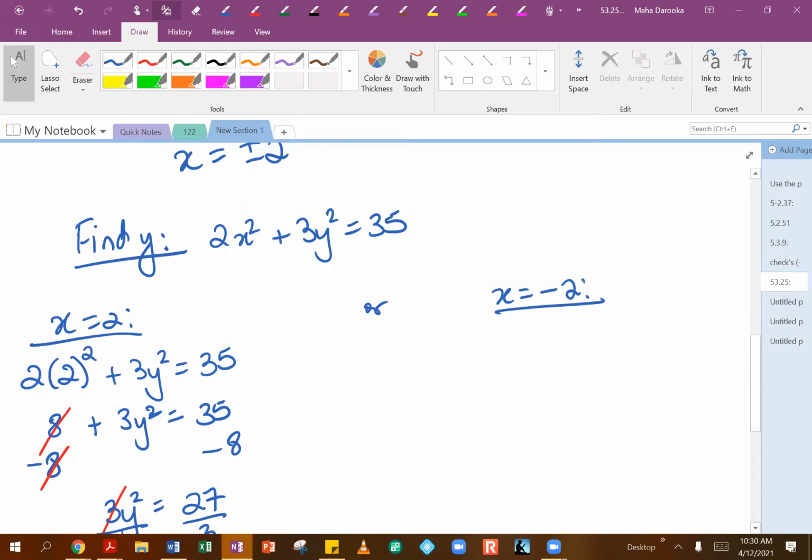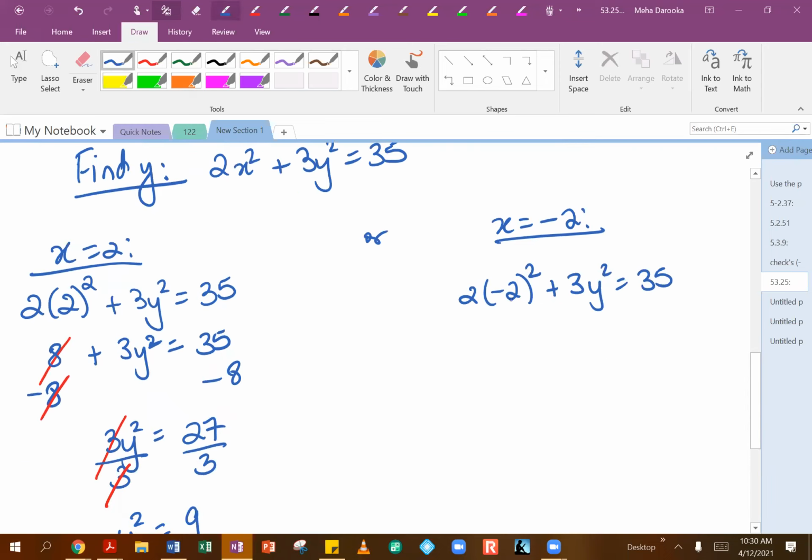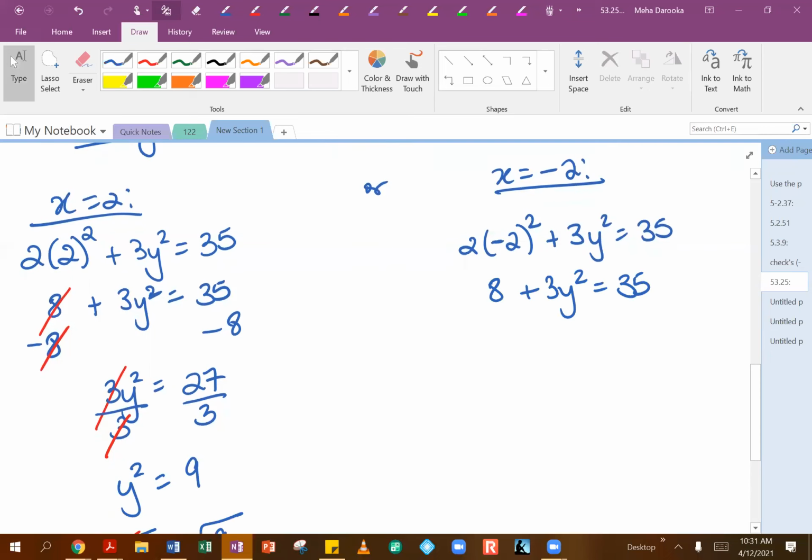So obviously on the other side also, you should get the same kind of thing. So this guy will be now 2 times negative 2 squared plus 3 times y squared equals 35. Since we are doing negative 2 squared, negative times negative will become positive. So this will give us positive 4. Positive 4 times 2 will again give you 8. So you will actually see, in this case, we end up doing the same calculation again. So obviously your y values are going to come out to be the same answers.